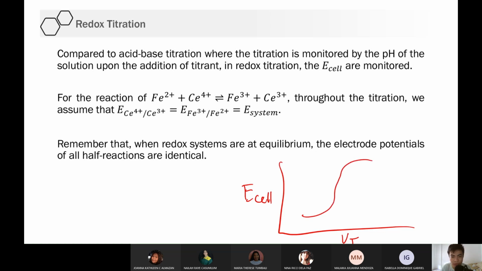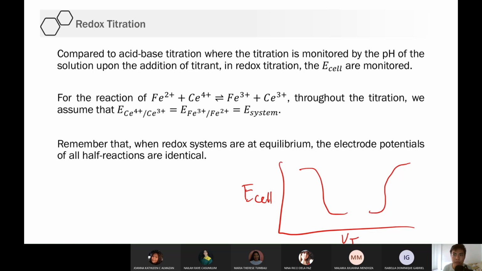Same pa rin naman ang itsura yung curve, no? Nagbago nga lang yung vertical axis, no? So, pwedeng ganyan, pwedeng ganon, okay? So, ganon. And typically, isa lang yung inflection point natin. Okay, so isa lang yung inflection point compared to acid-base na ang daming nangyayari. For titration, redox titration, isa lang.